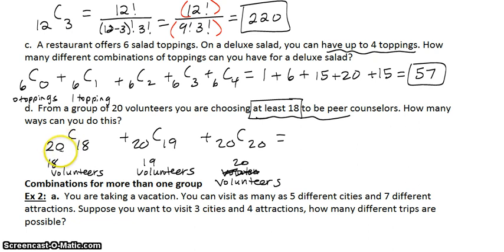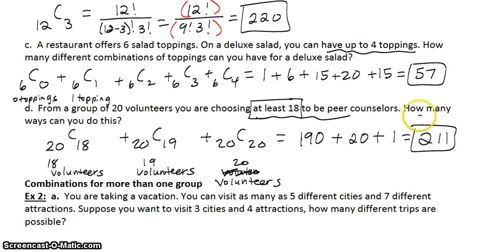So in the 20 combination 18 situation, that's 190 ways I could pick 18 of the people. If I'm going to choose 19 of the volunteers, there's 20 ways I could do that. Type that into my calculator. And if I'm going to choose all 20 of the people, there's only one way I could do that, and that's choosing everybody. Add them all together, and I get 211 ways I could pick those volunteers. In this situation, I put plus signs in between because I wanted this to happen, or this to happen, or this to happen.